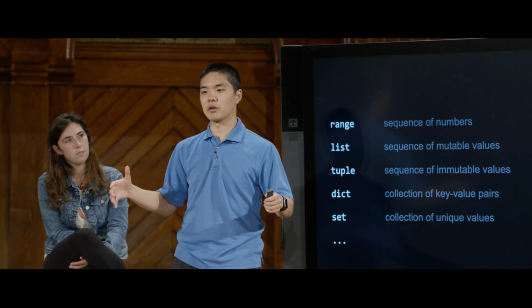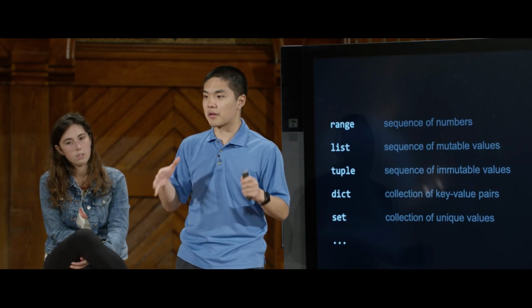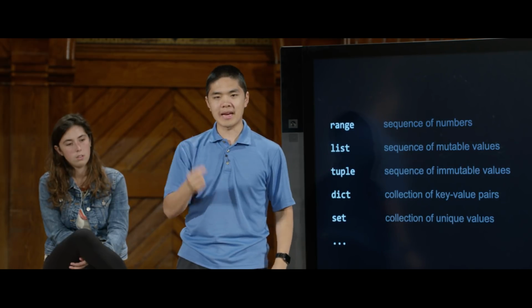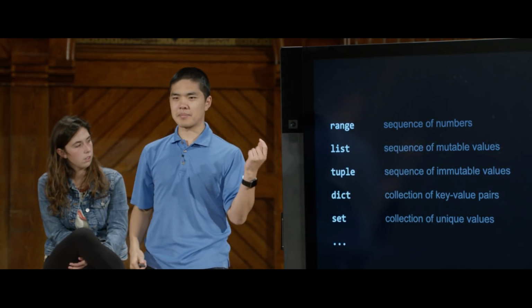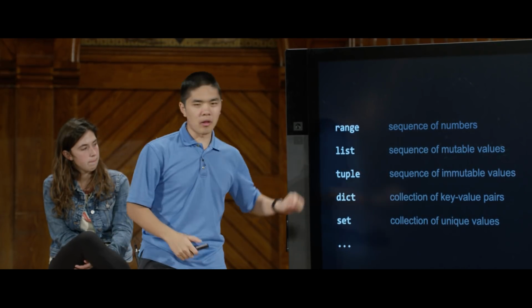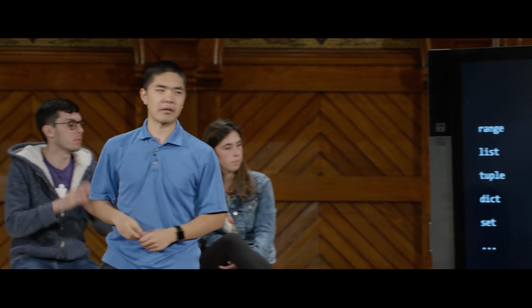If you have a sequence of values and you know that sequence of values is not going to change, you're not going to need to add anything to it or remove anything or modify any of the values, you can use a tuple type instead in order to represent that data as well. And then finally, a couple of other types that you've probably seen over the course of the past couple weeks.